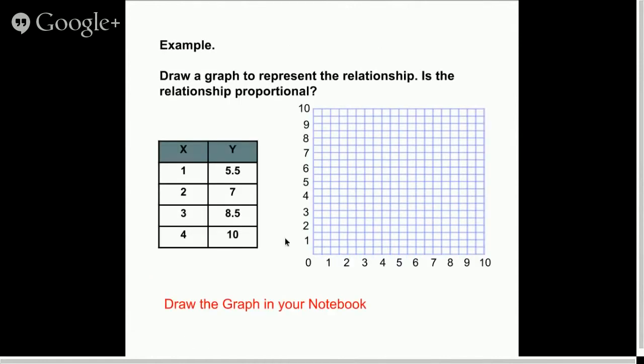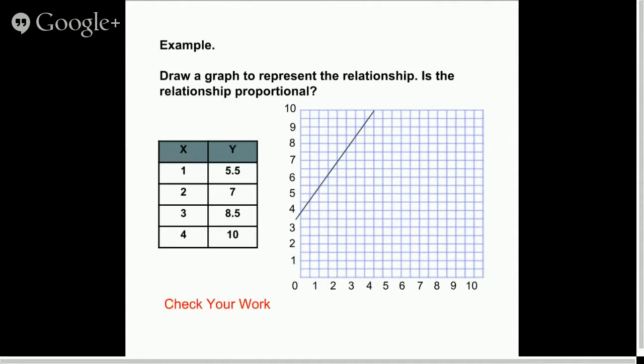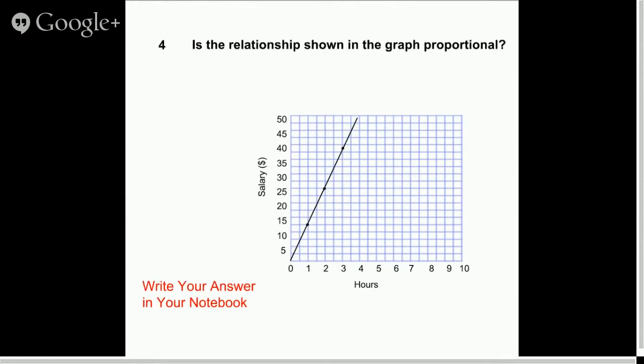All right. Take these numbers and draw a graph on here to determine if it is proportional. Go ahead and pause it. Okay. When I drew my graph, it looked like that. I put a point at 1 and 5.5, 2 and 7, 3 and 8.5, and then 4 and 10. And then the line connected. It doesn't go through the origin, so it is not proportional. Do the same thing with this one. Go ahead and pause it.